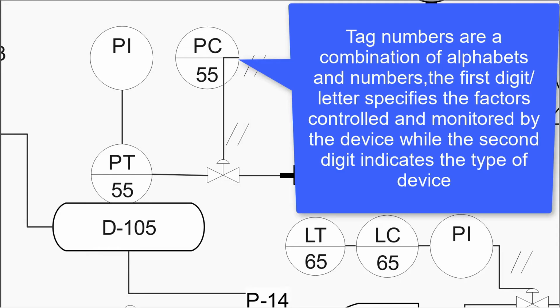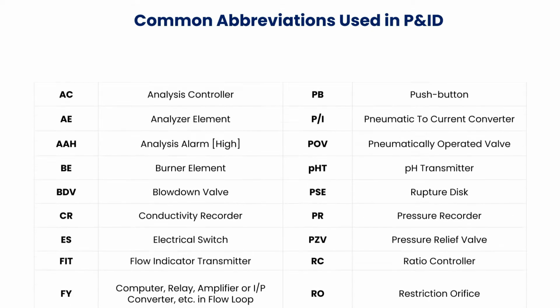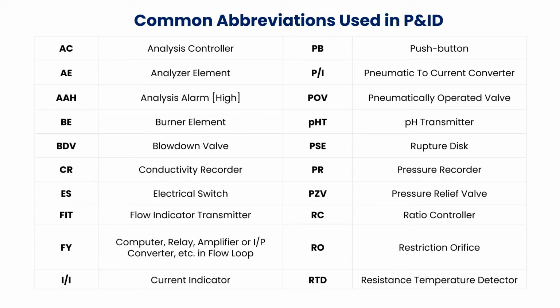Tag numbers are a combination of letters and numbers with varying lengths, aiding in identifying the device, what it controls, the type of device, and the number with which it is registered on the P&ID. Abbreviations are introduced in a P&ID to keep the diagrams concise and simple, and these are some commonly used abbreviations in piping and instrumentation diagrams.